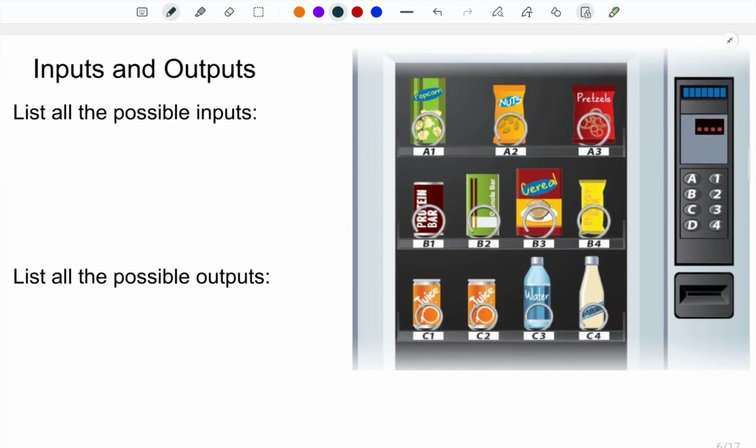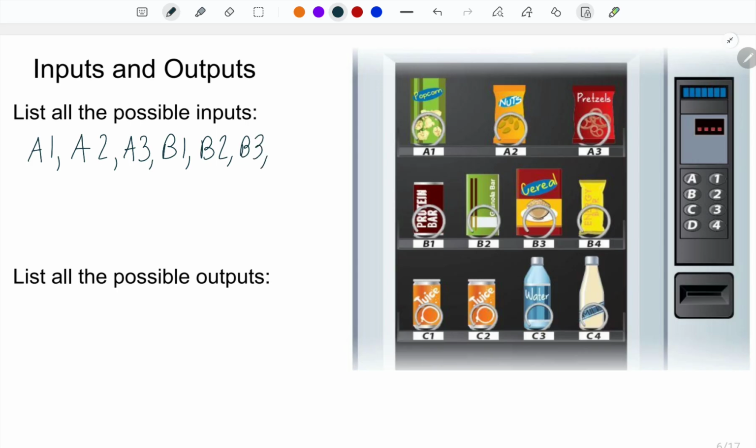Before we get to that though, let's just think of these as inputs and outputs. So all the inputs are just all the things you can type in. You can type in A1, A2, A3, and then you can do all the B's, B1, B2, B3. And as I'm inputting these things, you can see I'm just listing them.